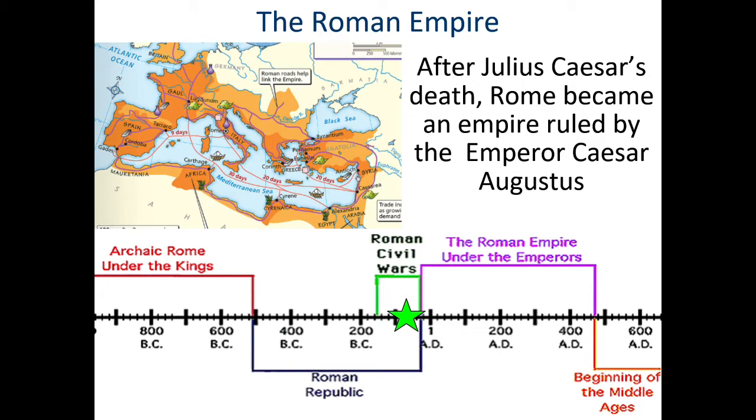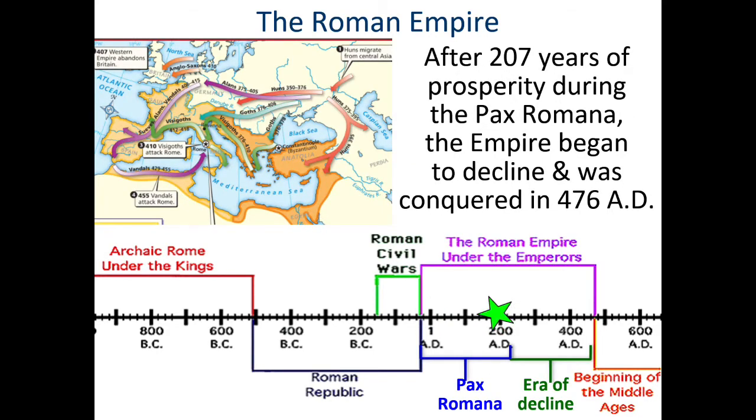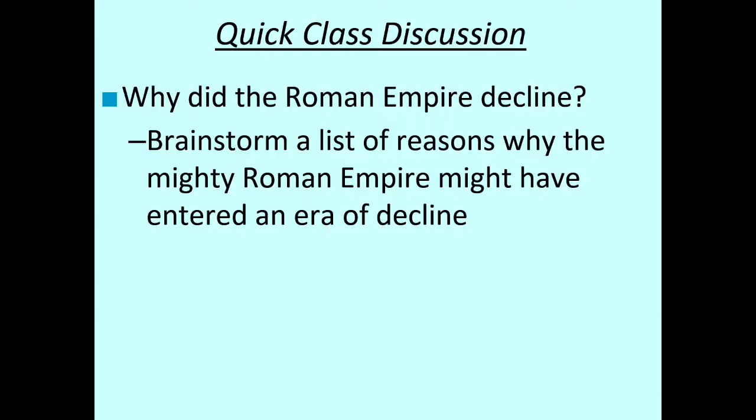And after Julius Caesar's death, Rome became an empire ruled by the Emperor Caesar Augustus, who had been called Octavian. Under Caesar Augustus, Rome entered an era of peace and prosperity known as the Pax Romana. After 270 years of prosperity during the Pax Romana, the empire began to decline and was conquered in 476 AD. Why did the Roman Empire decline? Brainstorm a list of reasons why the mighty Roman Empire might have entered an era of decline.